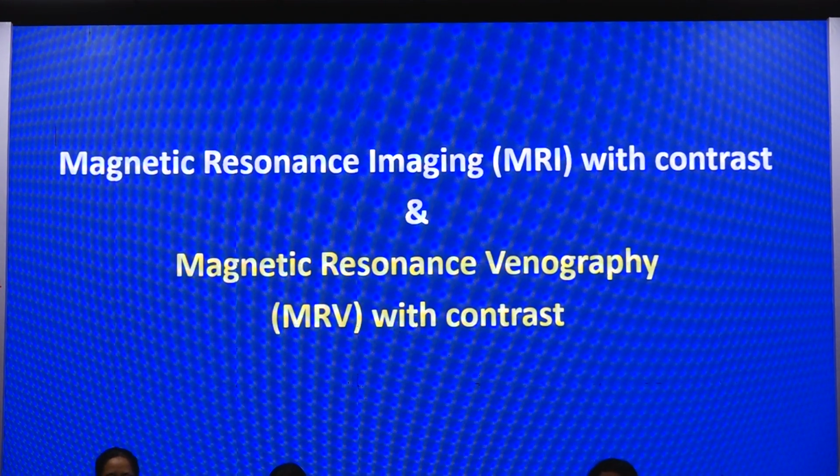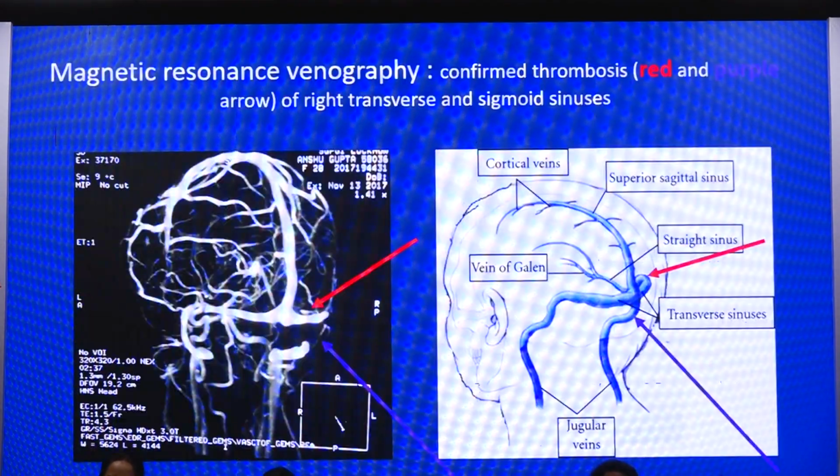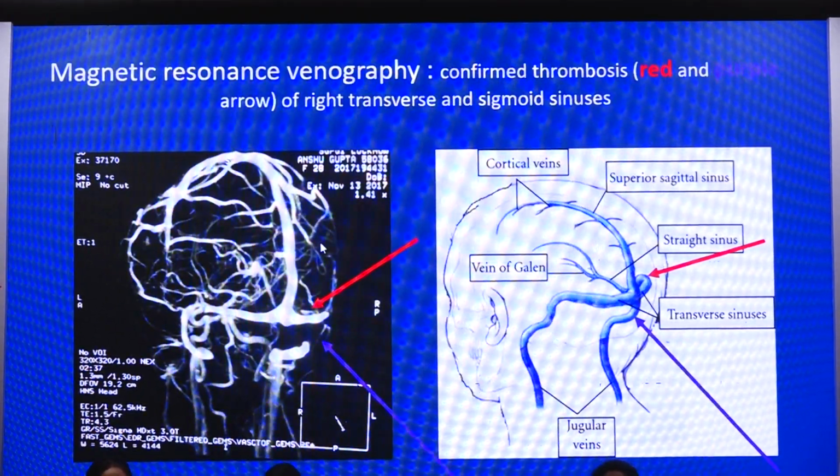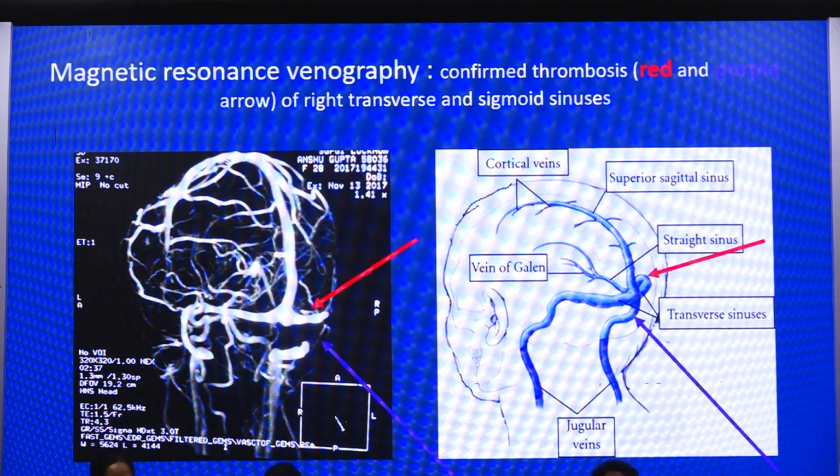Now the imaging of choice. What would you order? This is not plain MRI. MRI either with contrast, with MRV with contrast. Why? You can see very well over here. This is MRV, which I showed you. We are seeing it from posteriorly, and this is the superior sagittal sinus. The pictorial representation is over here.